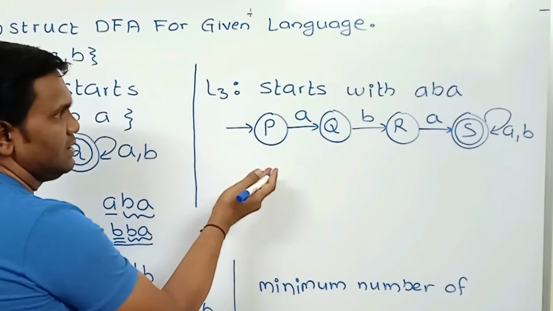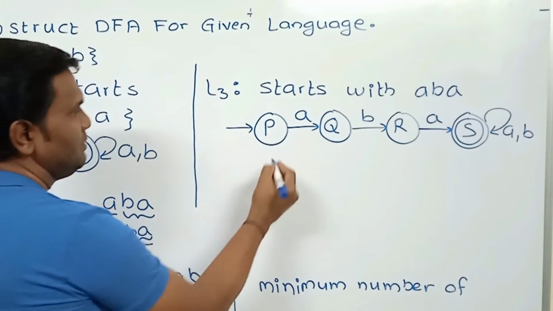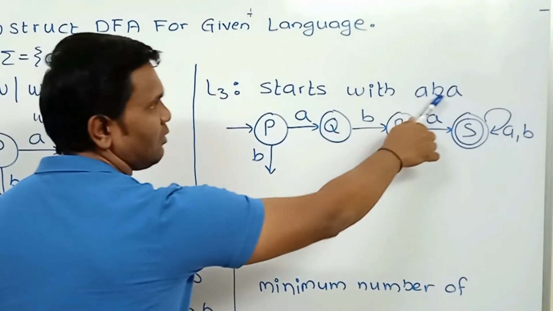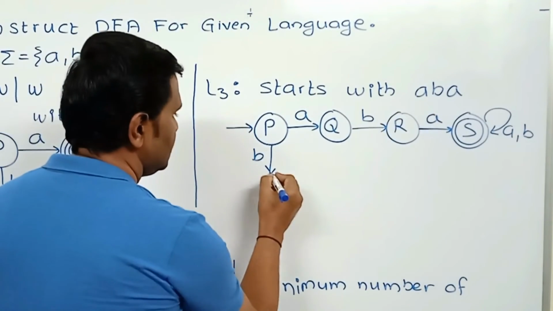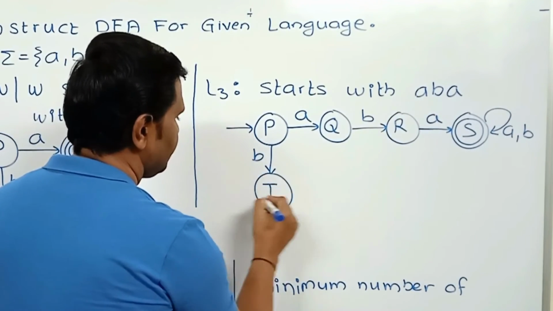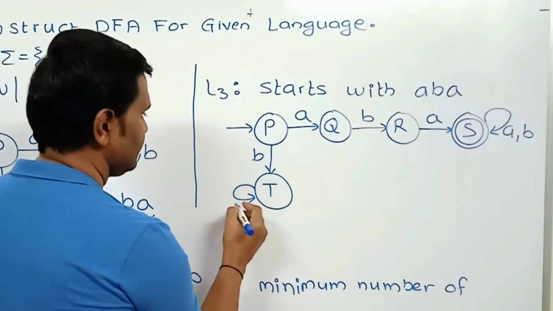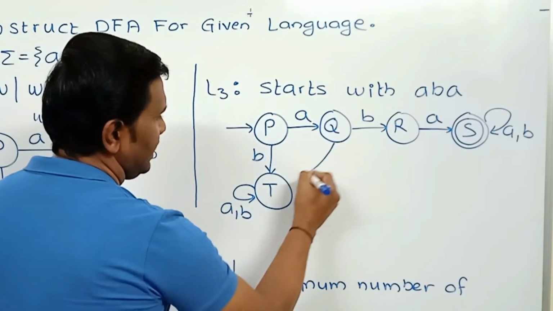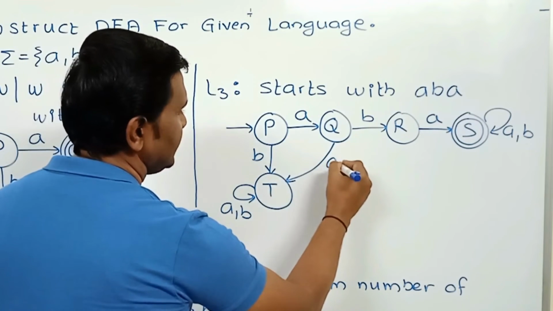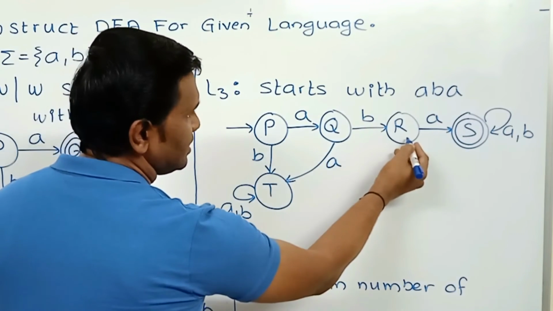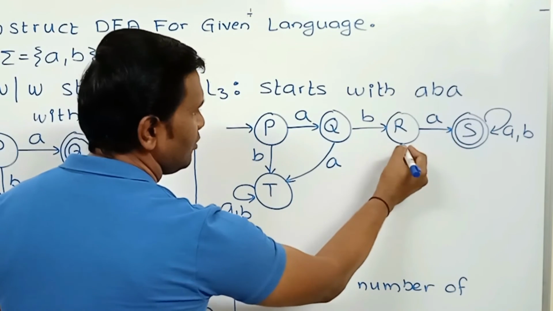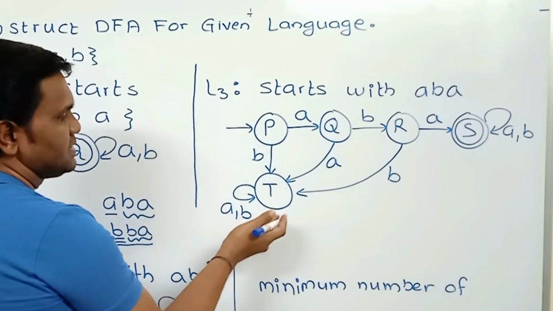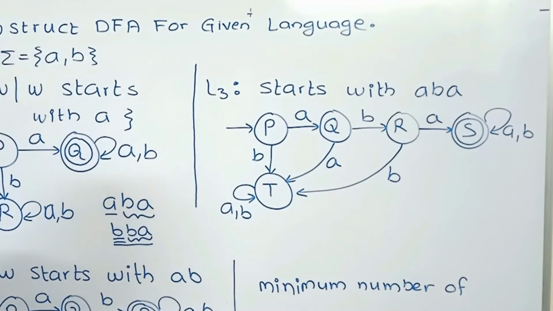Now if the string does not start with A, it starts with B, then it cannot start with ABA. So we enter the trap state and reject the string. If the second symbol is A, then also we enter the trap state and reject the string. The third symbol must be A, it cannot be B. We use the same trap state and reject the string.